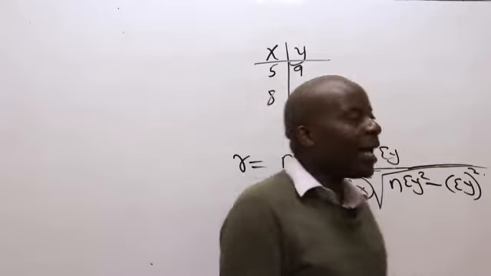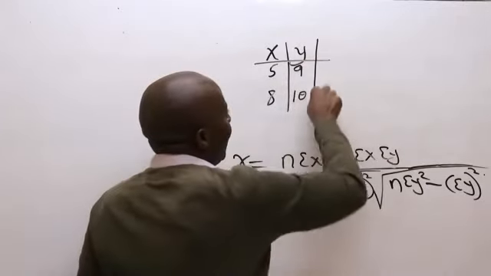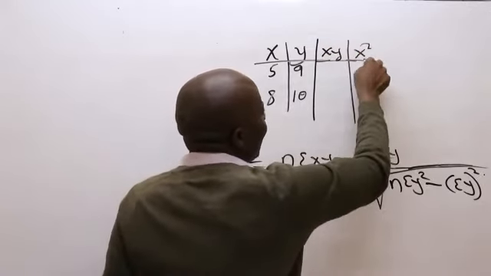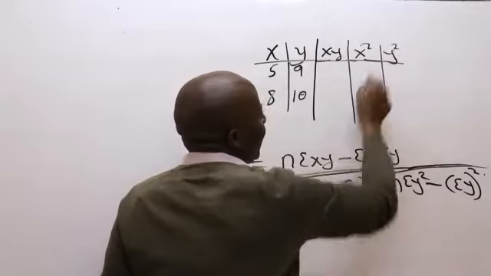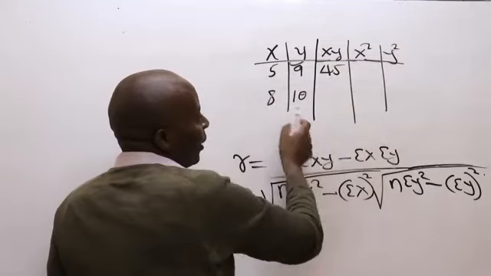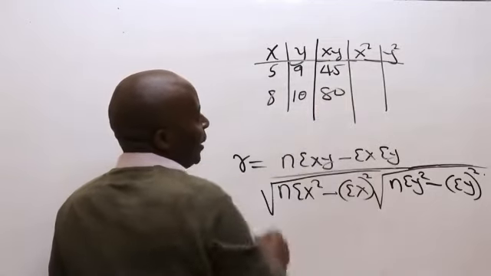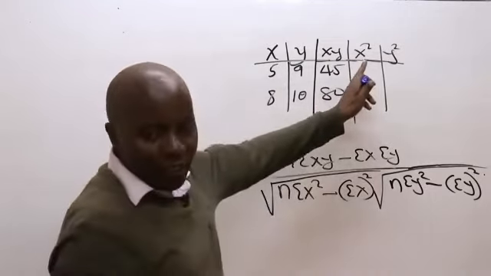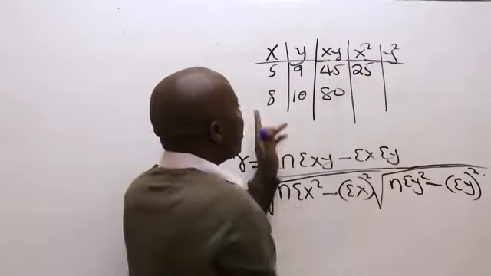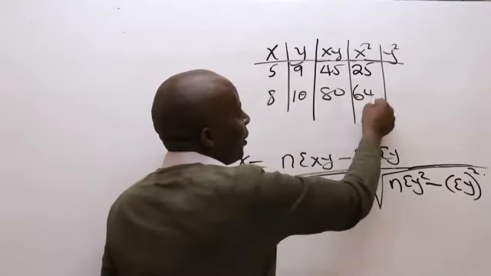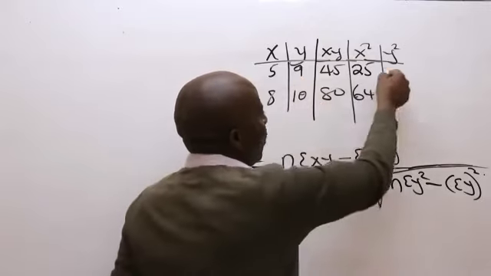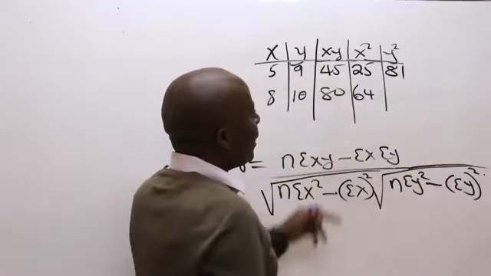So ladies and gentlemen, I need 3 extra columns here. I need a column for xy, a column for x squared, and a column for y squared. So xy, 5 and 9, this gives me 45. 8 and 10, this gives me 80. And then we have x squared. 5 squared gives us 25. 8 squared gives us what here? 64. And then we have y squared. 9 squared gives us 81. 10 squared gives us what here? 100.